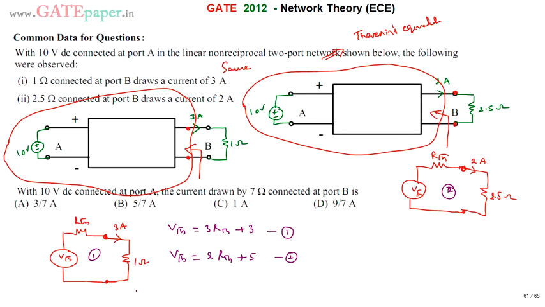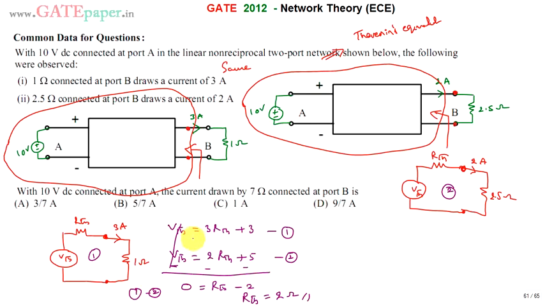RTH can be calculated by subtracting equation 2 from equation 1. VTH cancels to 0, and 3 RTH minus 2 RTH is simply RTH, and 3 minus 5 is minus 2. So RTH minus 2 is equal to 0. From this we can write RTH is equal to 2 ohms.